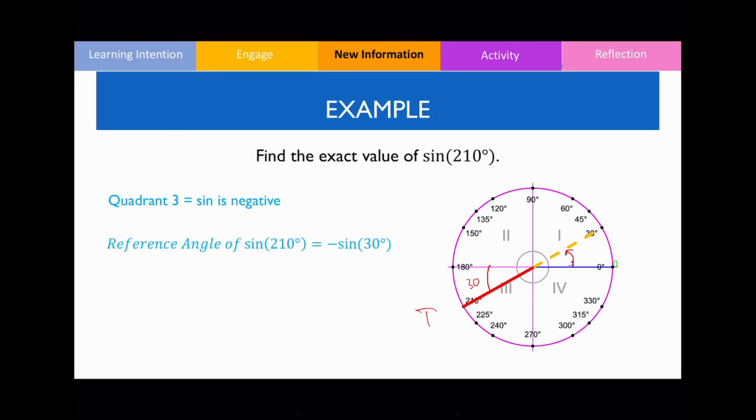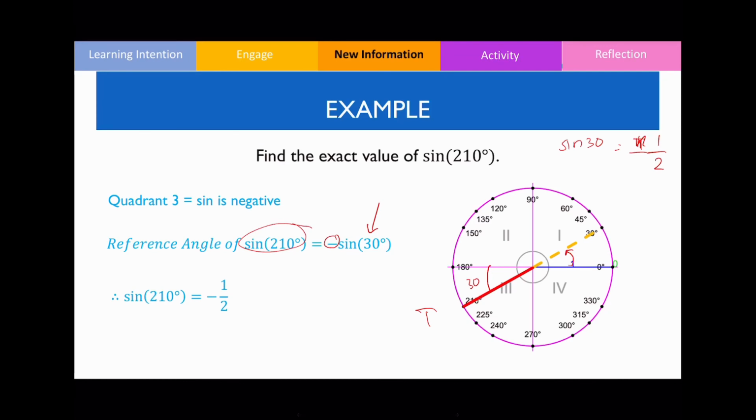And because we know that sine is negative, that's the reason why I've included a negative in front of this part. So if you know what sine 30 degrees is, then you could actually find out what sine 210 is. Sine 30 degrees is equal to 1 over 2, so half essentially. So therefore your answer is going to be negative half.